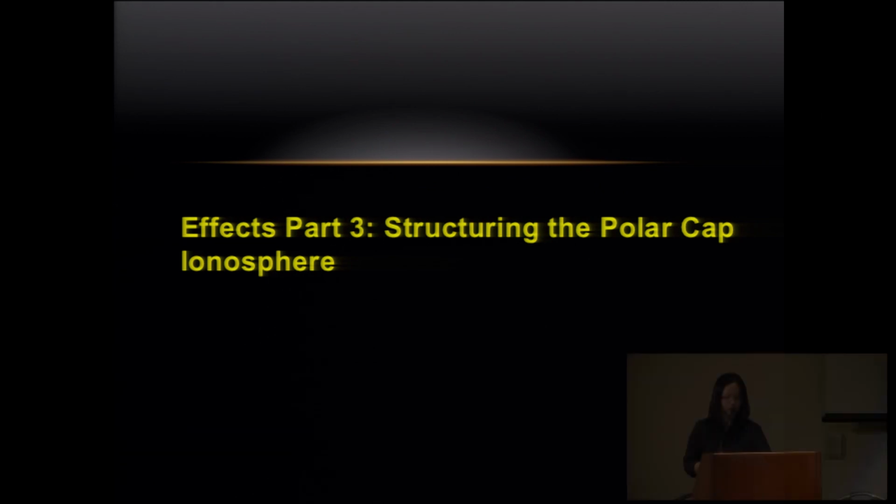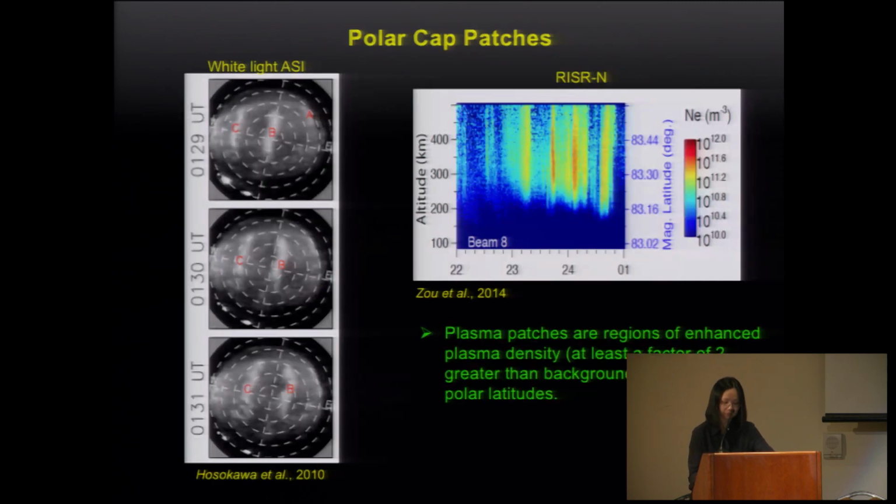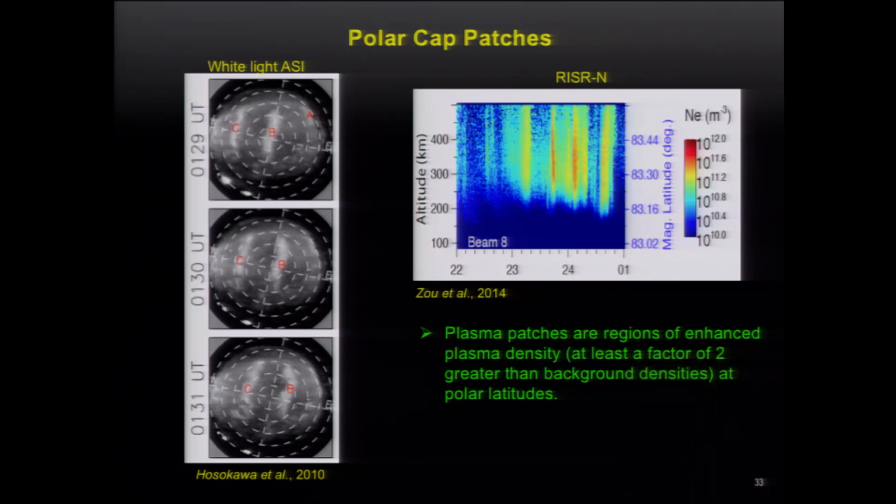Okay, so now I'm moving poleward. I'm going to talk about the structuring of the polar cap ionosphere. In the polar cap, the plasma patches are those high-density islands. The typical definition is that the peak density within the patches is at least twice higher than that of the surrounding region. Here is an example from the Resolute Bay North radar.